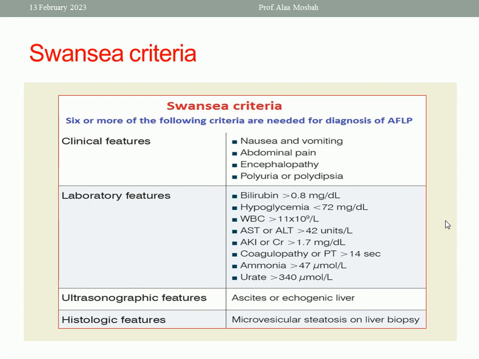The ultrasound features include ascites or echogenic liver or fatty infiltration. What about histologic features? Microvesicular steatosis on liver biopsy. Then I am collecting what is present in the patient from all these criteria. If I reach 6 or more, acute fatty liver of pregnancy is diagnosed. This is as regards the Swansea criteria.